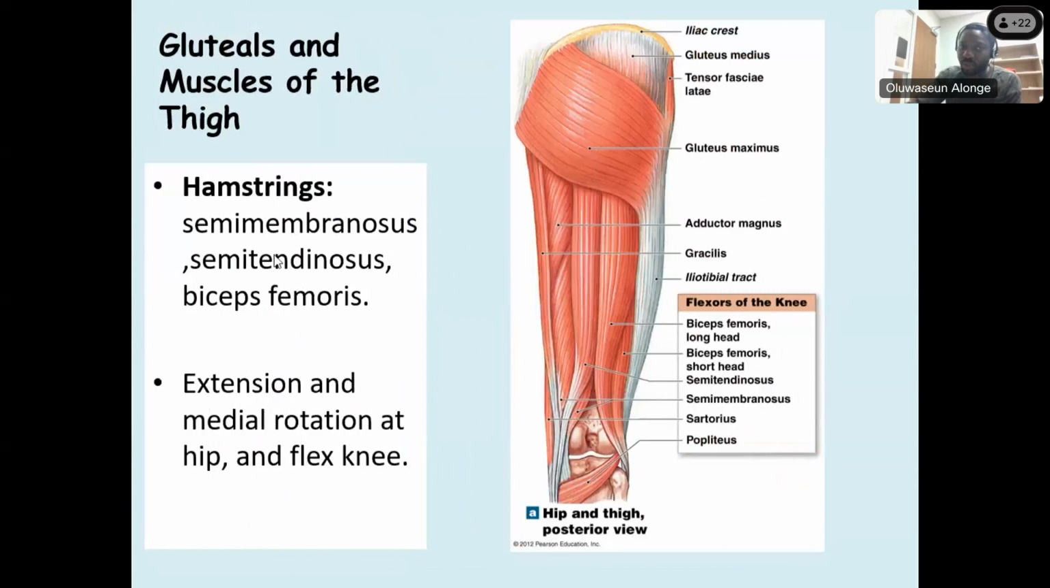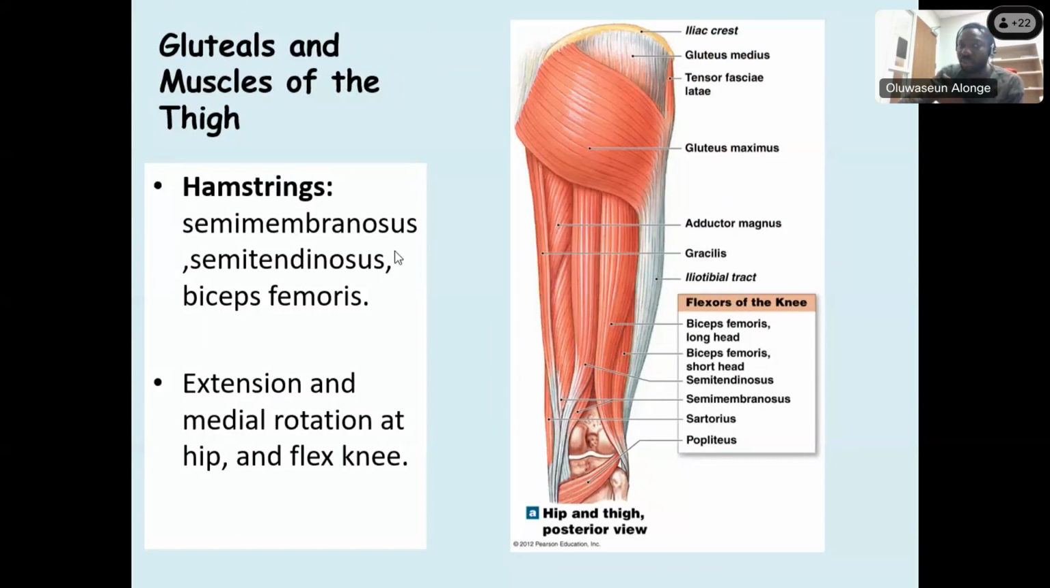Then what we call hamstrings. Those are the three muscles that we call the hamstrings: semimembranosus, semitendinosus, and biceps femoris. The biceps femoris has the short head. It also has the long head. Those are the muscles that we call the hamstrings.